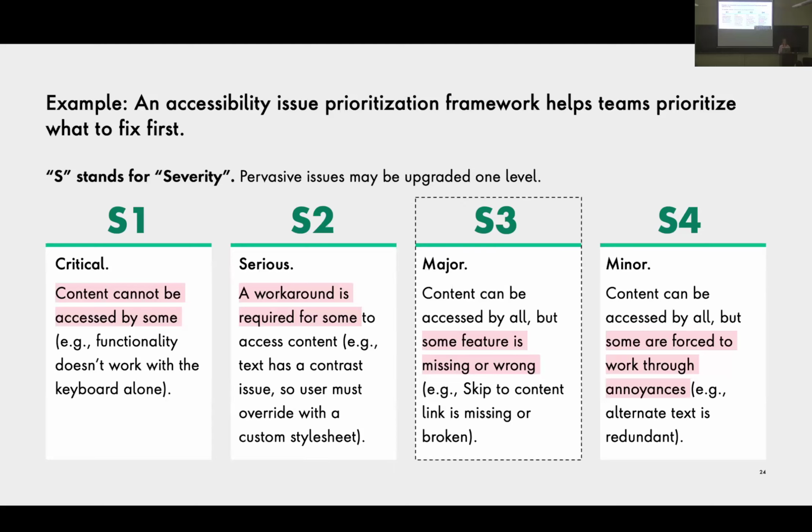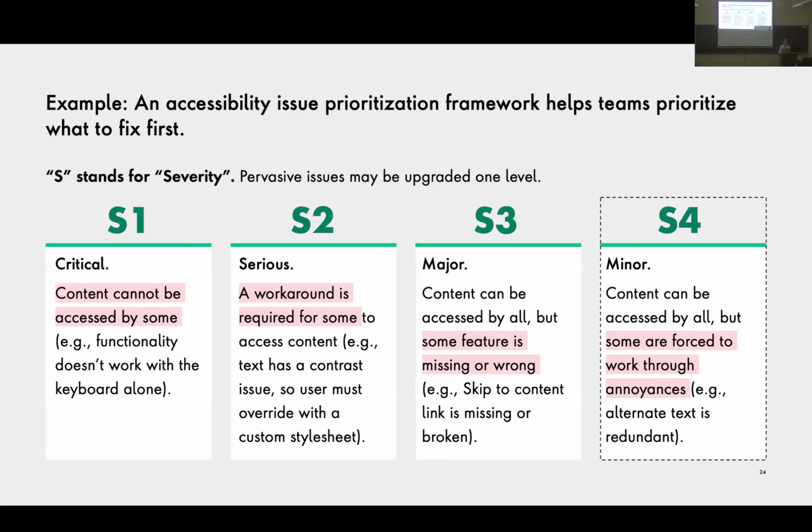An S3 issue is major. That means content can be accessed by everyone, but there's some feature that's missing or wrong. For example, if the skip to content link is missing or broken, we would log that as an S3. And finally, we have an S4 minor issue, and that means content can be accessed by everyone, but some people are forced to work through annoyances. Something I put in this category is, say there's redundant alternate text all over the site, and if I use a screen reader, I have to hear everything twice. That's annoying, so that is an S4 issue.